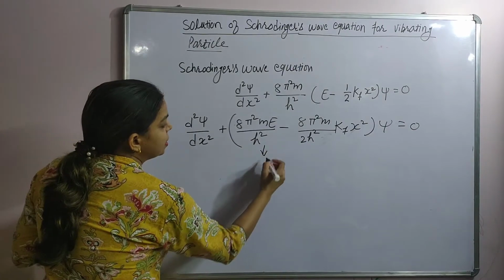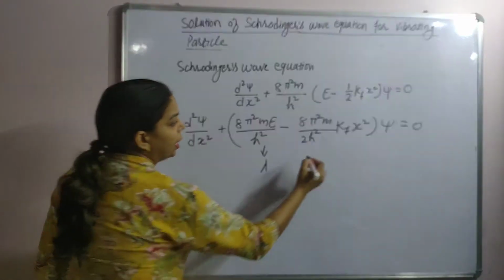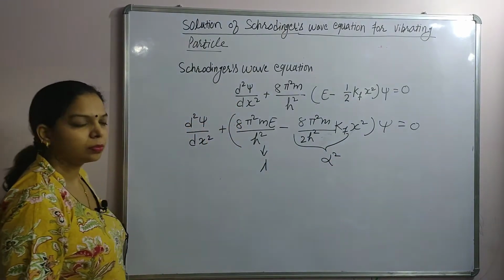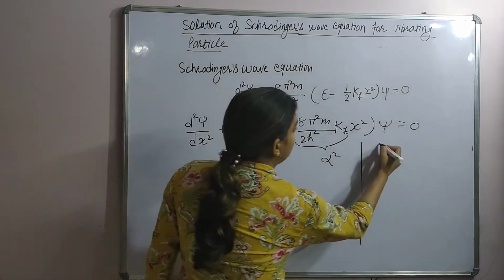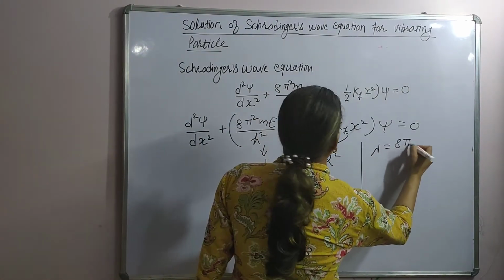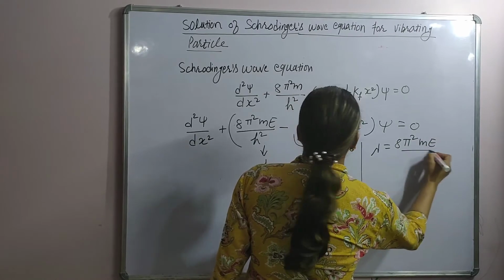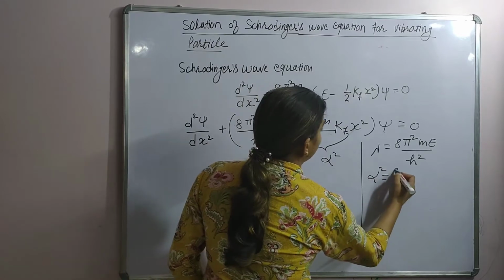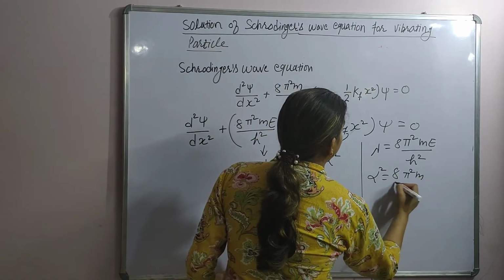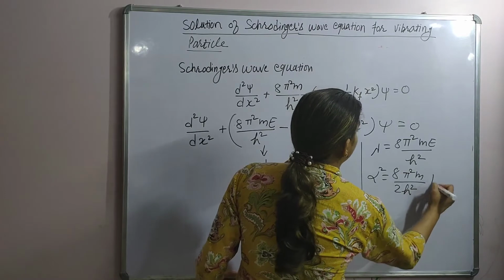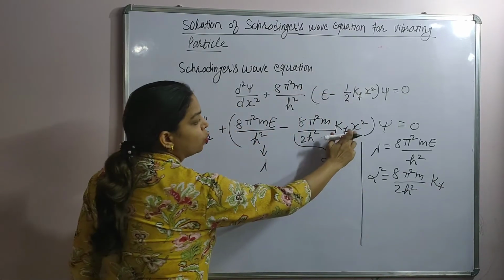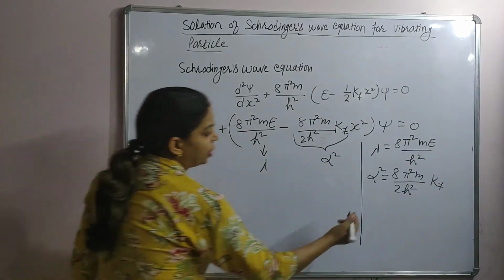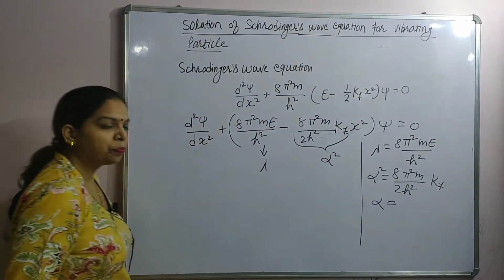Now to simplify this, we must substitute something for these factors. So let's say this is lambda, and I substitute this entire factor equal to alpha square. So I can write here lambda is equal to 8 pi square m E upon h square, and alpha square is equal to 8 pi square m upon 2 h square kf. Excluding x over here. All right. So these are the simplified terms. You can find out the value of alpha from this expression.